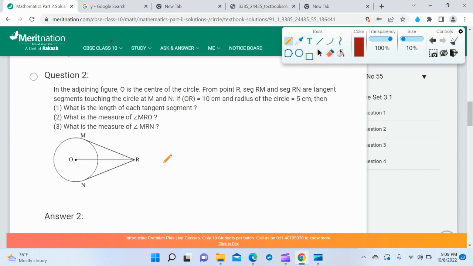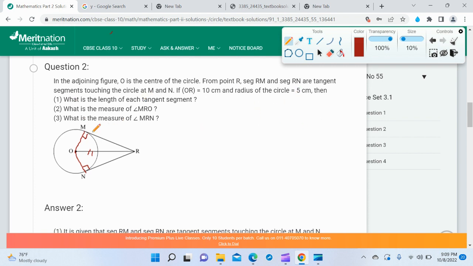And it is given that the length of OR is 10 centimeter, and the radius of the circle is 5 centimeters. So what is the meaning of it? The radius is 5 centimeter. And we know that any radius drawn to a tangent from the center will be perpendicular, at 90 degrees.